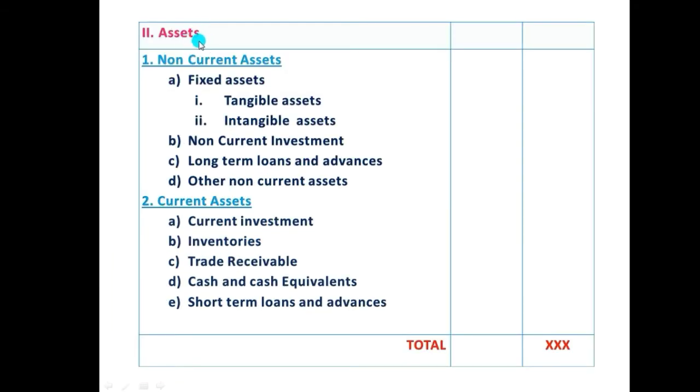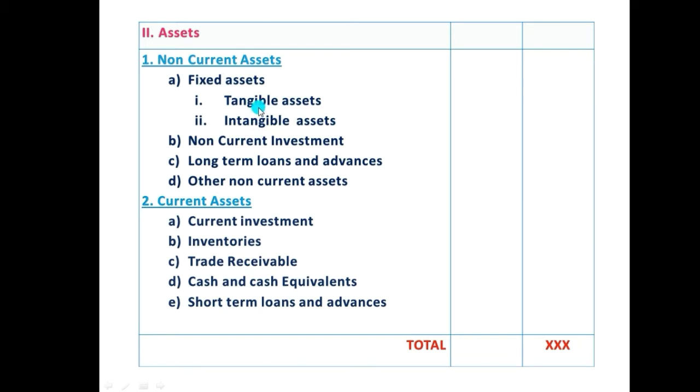Now we will discuss assets. Assets are the resources of the company. Assets we classify into two: one is non-current assets, number 2 is current assets. Non-current asset means the asset bought by the company for long-term use. Such an asset is called a non-current asset. Under non-current assets we further classify fixed assets. Under fixed assets we further divide tangible assets and intangible assets.